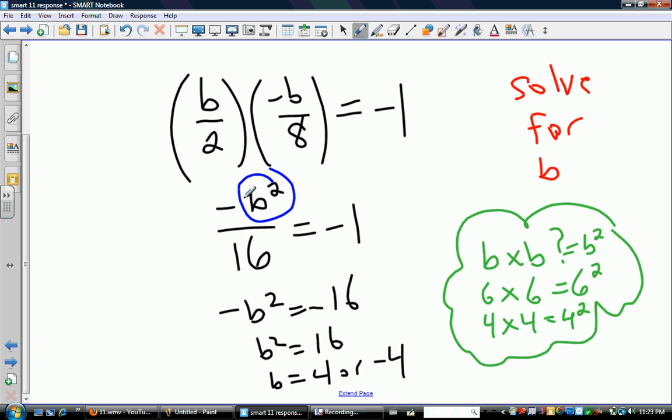you know that you can't just suddenly write b squared when you used to have b. That b squared was a consequence of multiplying these two fractions together.